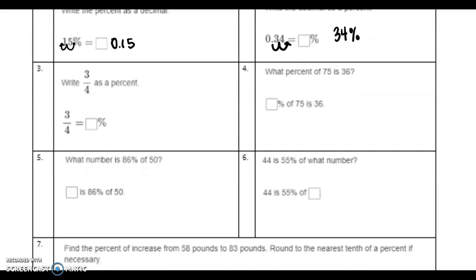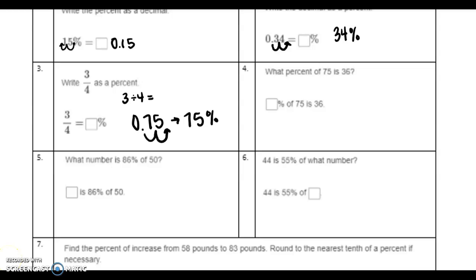Write 3/4 as a percent. To do this, we take our top number divided by our bottom number. So we do 3 divided by 4, and when we do this, we get 0 and 75 hundredths. But that's a decimal, so we need to make it into a percent. So we're going to move the decimal 2 places to the right, and so this now becomes 75%.